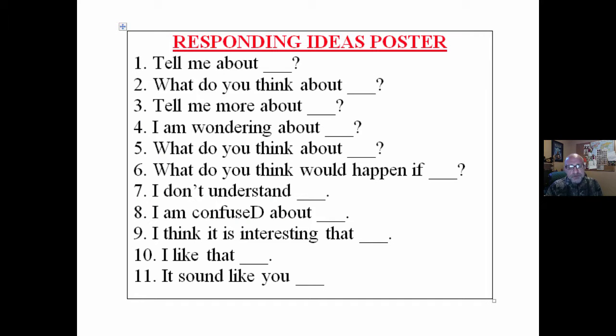If you want to have a poster up to give students some sense of responding ideas, these are 11. I would probably have 5 or 6 at the most, depending on the age. But again, we're giving ideas to students. Remember, thinking moves from outside to in. You're teaching these skills explicitly, giving them specific ideas for how to respond, and eventually they internalize that.